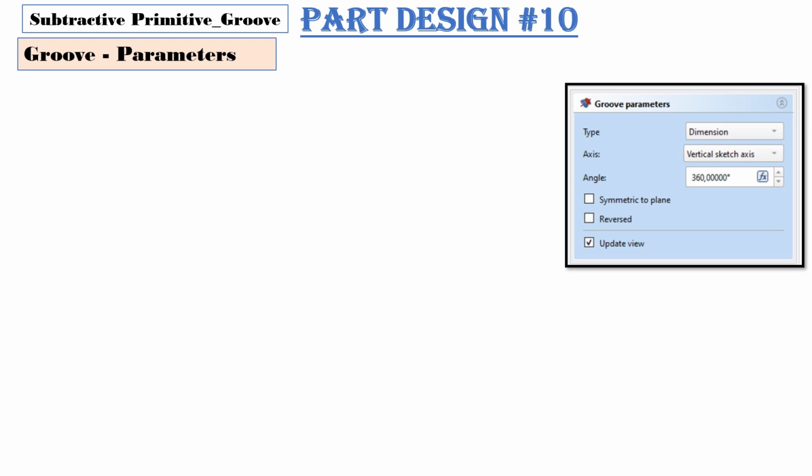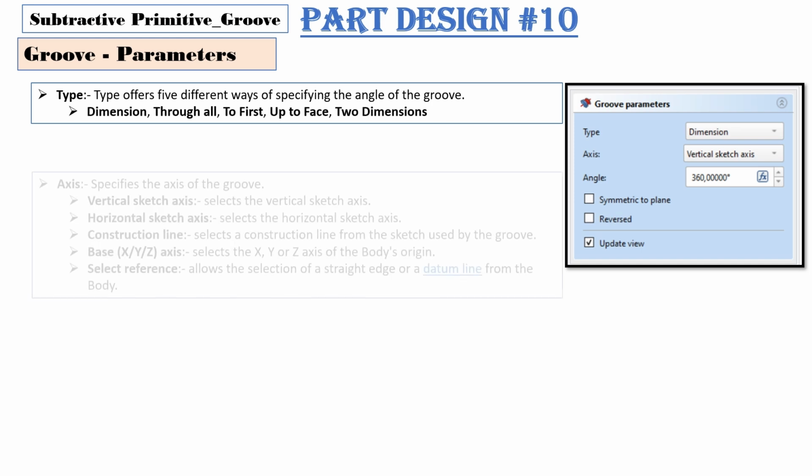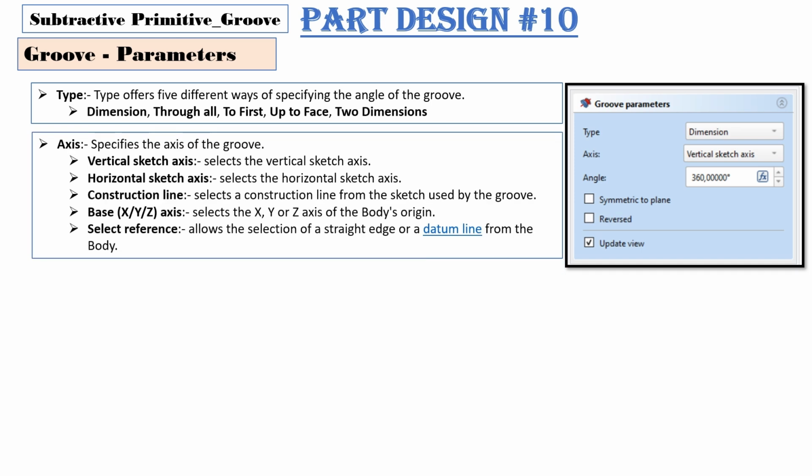Similar to other subtractive primitives, here you can set the groove type, the axis, and other parameters. Type offers 5 different ways of specifying the angle of the groove. And axis specifies the axis of the groove. Types of axis are vertical, horizontal, construction line, base, and reference axis.